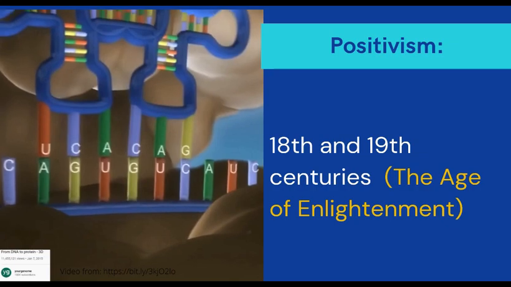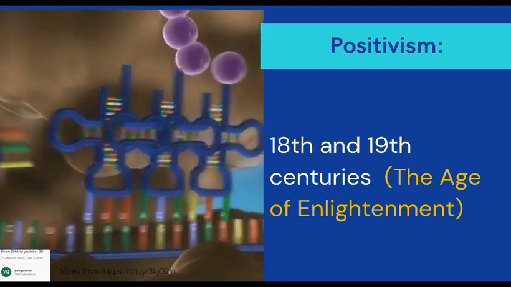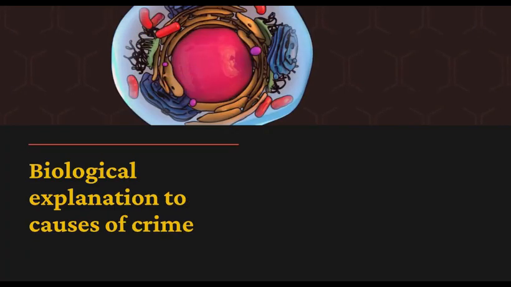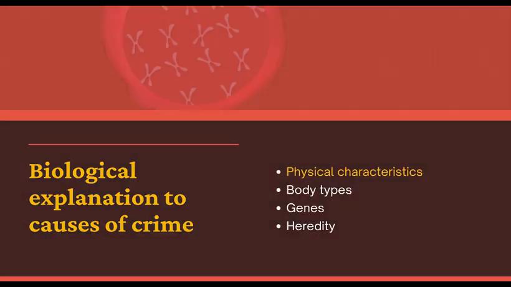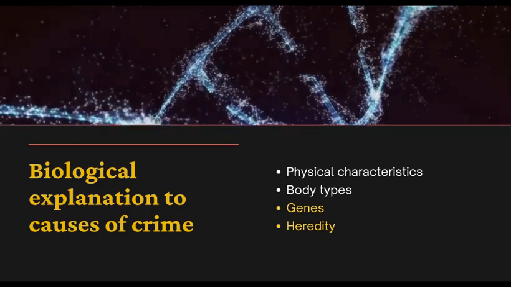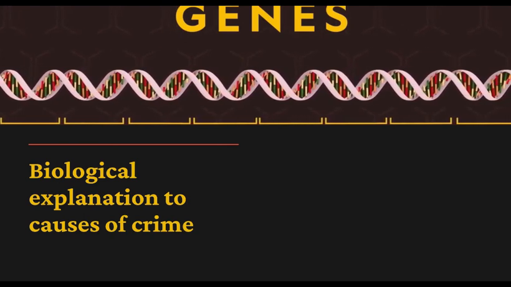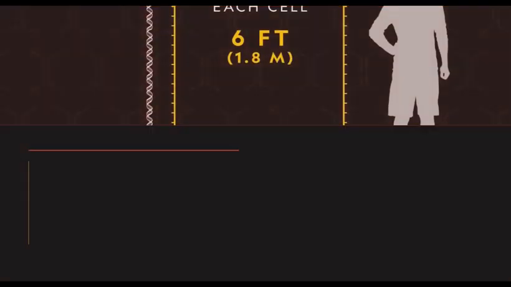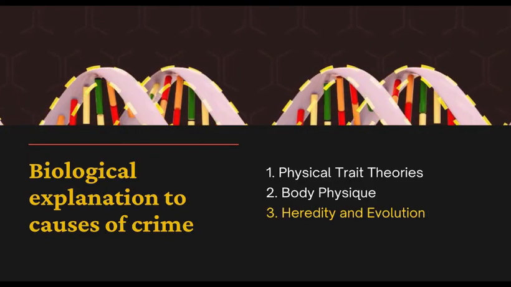So what is positivism? Positivism is a common scientific tradition which is inspired by the science of the 18th and 19th centuries, the Age of Enlightenment, and attempts to establish empirical explanations of human behavior. On the other hand, as biological explanation to causes of crime progressed, numerous aspects were viewed to be the source of criminal behavior, like physical characteristics, body types, genes and heredity, and many more. The criminal can be distinguished from the non-criminal by numerous physical and psychological anomalies. In this regard, biological theories of crime explain that the origin of criminal behavior comes from the following: first, physical trait theories; second, body physique; and third, heredity and evolution.